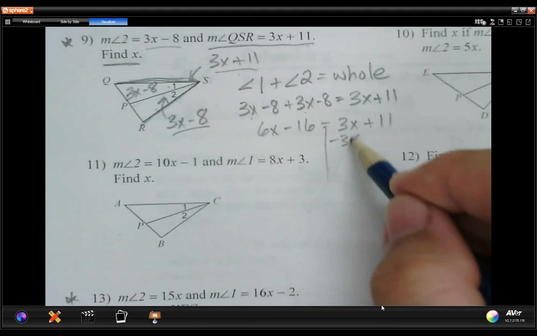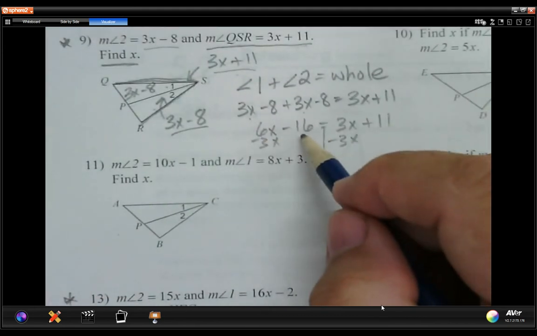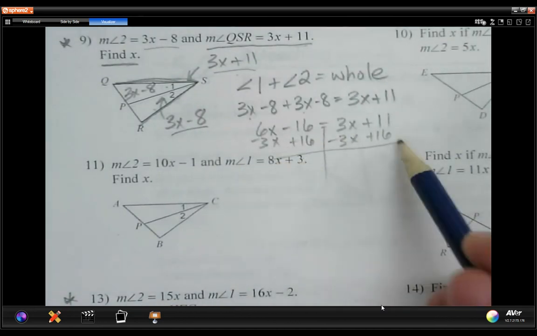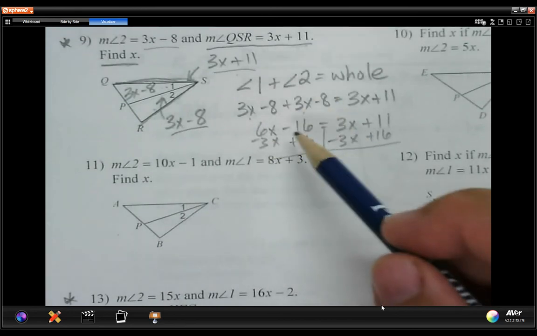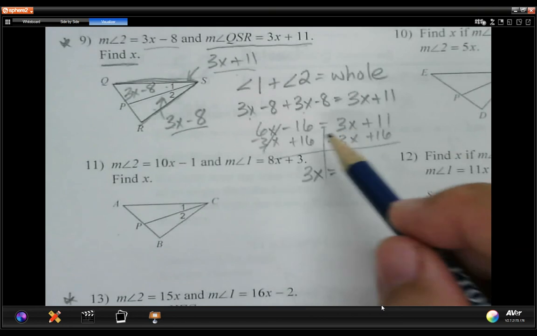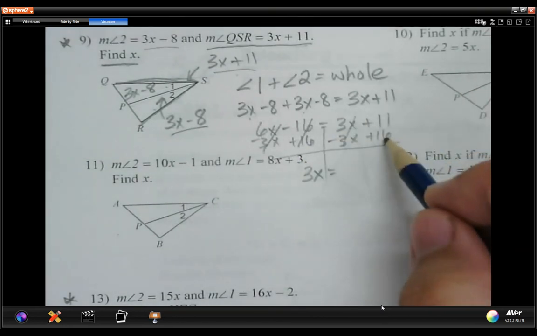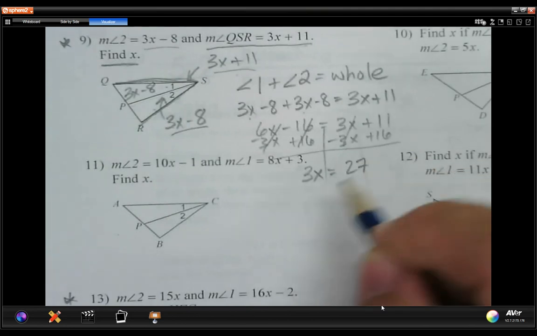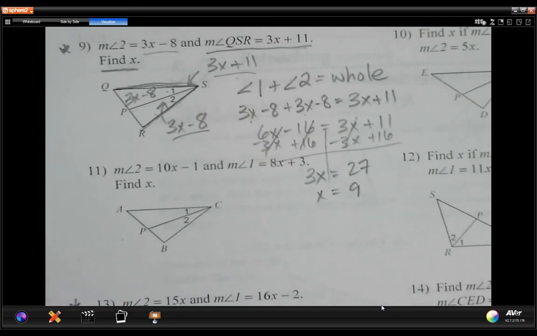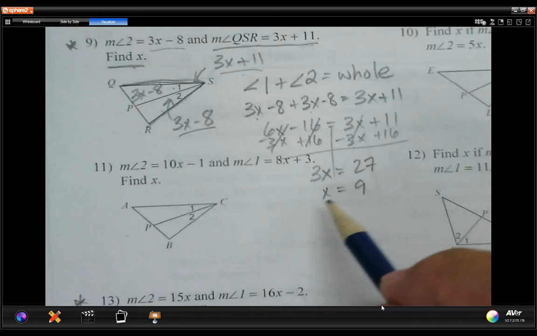So I'm going to subtract 3x from both sides. In order to speed this up a little bit, watch this. I'm going to go ahead and add the 16 to both sides as well. So 6x minus 3x equals 3x. These go away. Over here, this goes away, and I've got 11 plus 16, which is 27. So x equals 9. And that would be our answer for number 9, because that's all it's asking for. It's asking me to find x.